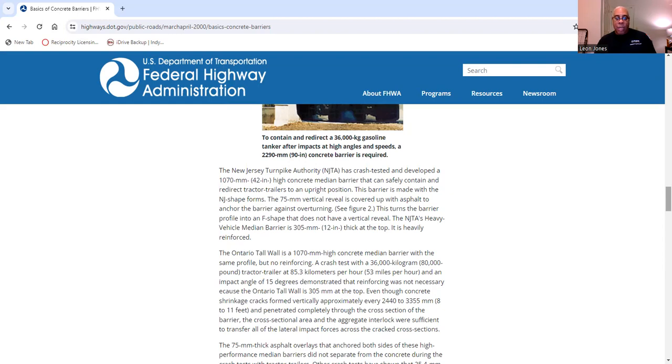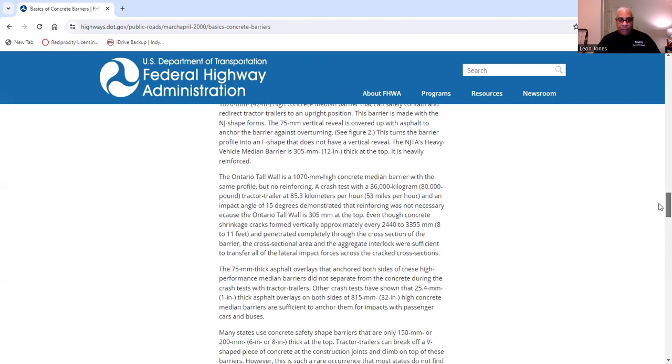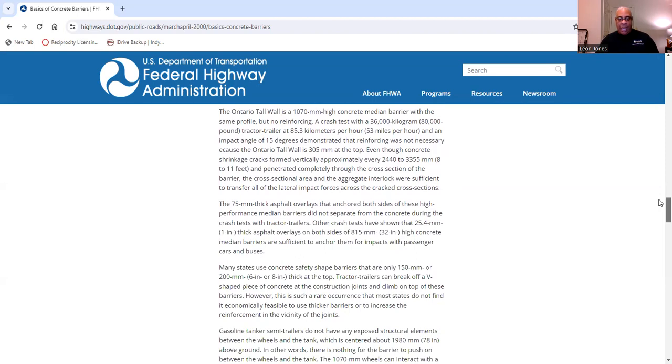millimeters at the top. So even though concrete shrinkage cracks form vertically approximately every 8 to 11 feet and penetrated completely through the cross-section of the barrier, the cross-sectional area and the aggregate interlock were sufficient to transfer all of the impact forces. And the impact forces were lateral impact forces across the cracked sections. Now, the 75-millimeter thick asphalt overlays that anchored both sides of these high-performance median barriers did not separate from the concrete during the crash tests with tractor trailers.